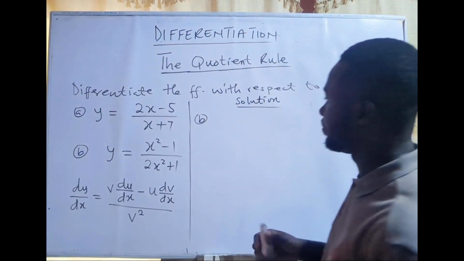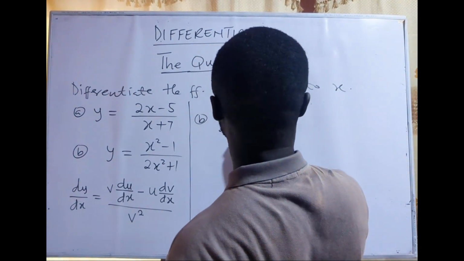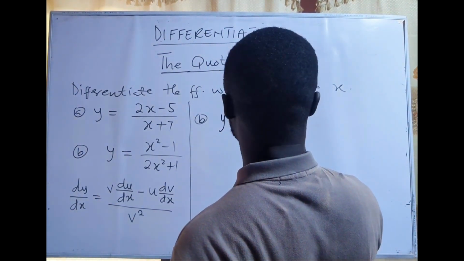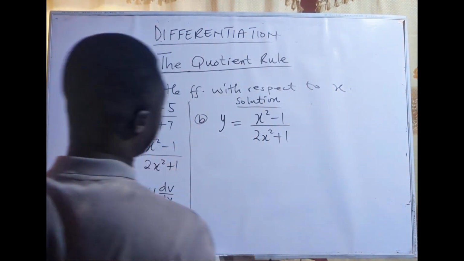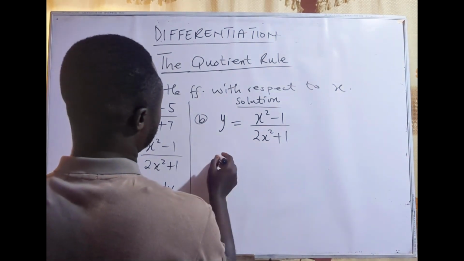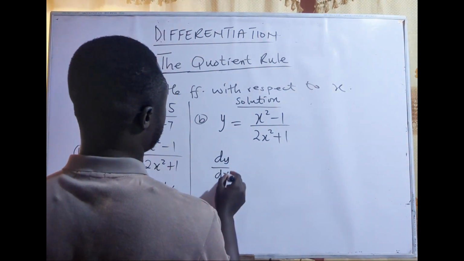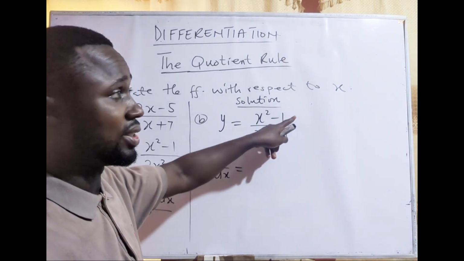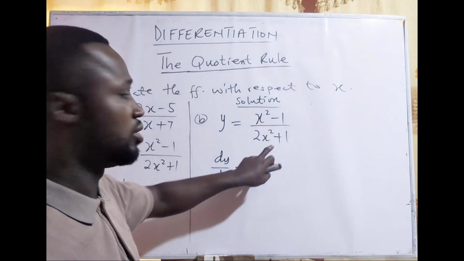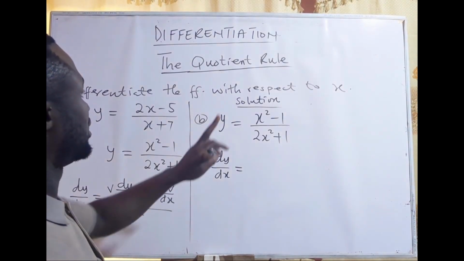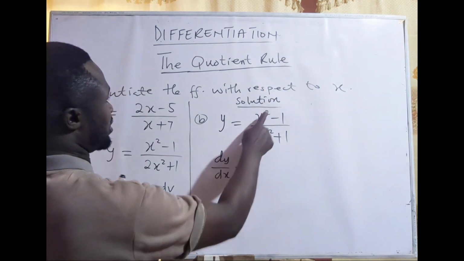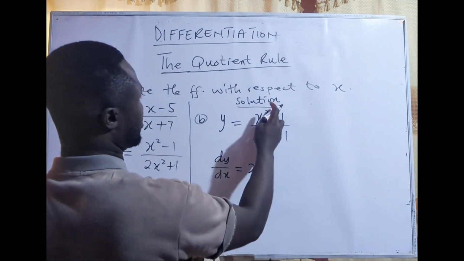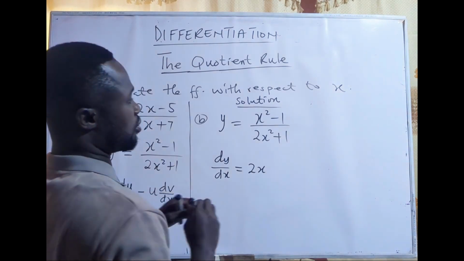With the b, we have y equal to x squared minus 1 all divided by 2x squared plus 1. With the quotient rule, for dy on dx, we are saying that the quotient rule: differentiate the numerator first, then you multiply by the denominator, going by this formula. So when you differentiate the numerator, what are we going to get? 2x minus 1, so the differentiation of x squared minus 1 is 2x.